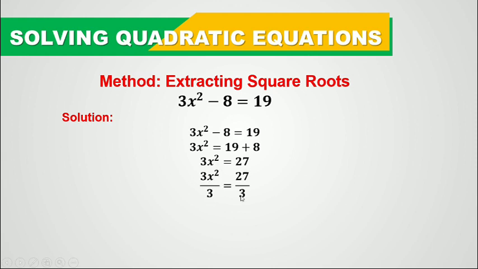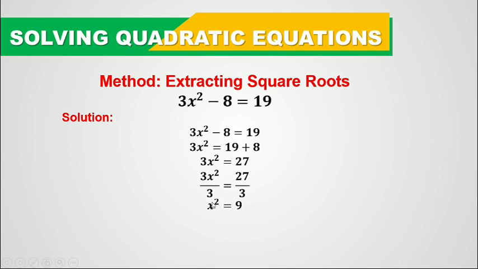Why are we gonna need this? Kailangan nating gawin ito para ma-cancel natin ang 3 here. So 3x squared divided by 3, that's x squared na lang, right? And then 27 divided by 3, that's 9. So we have simplified this equation.